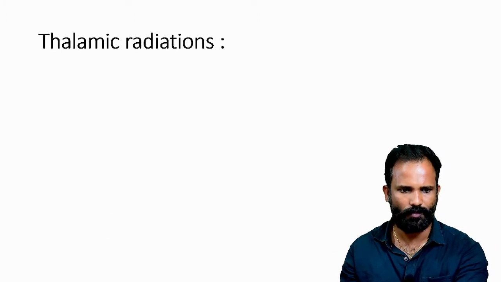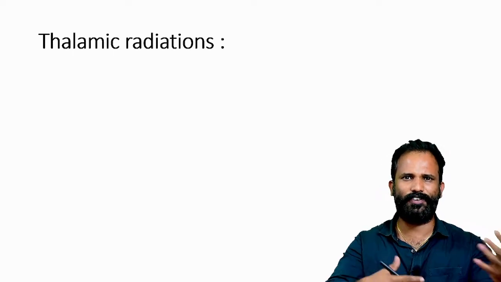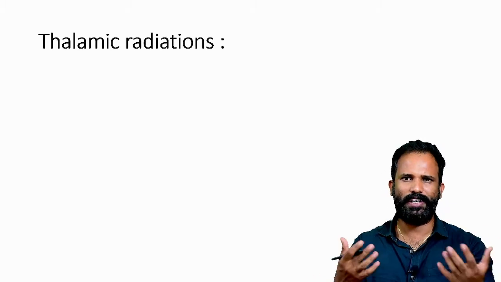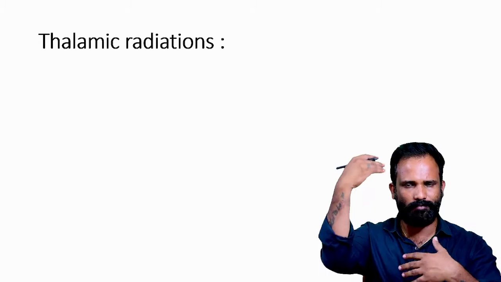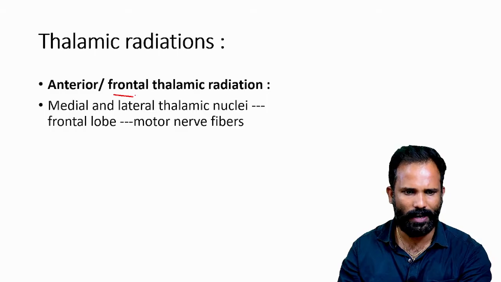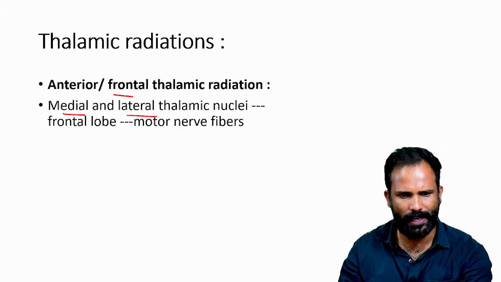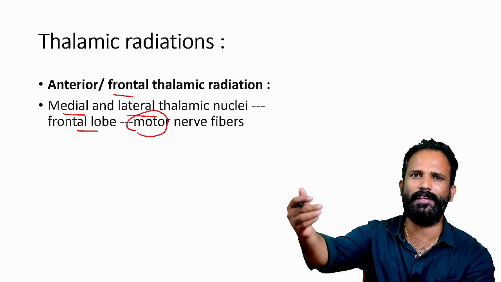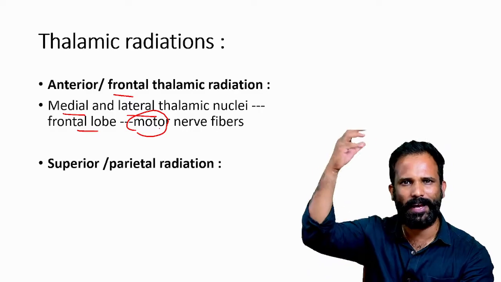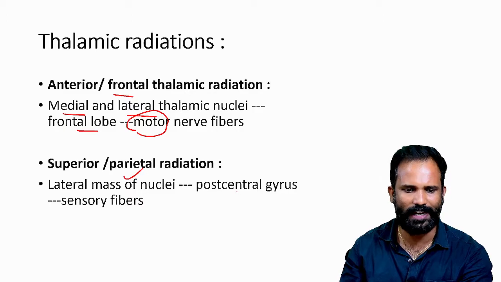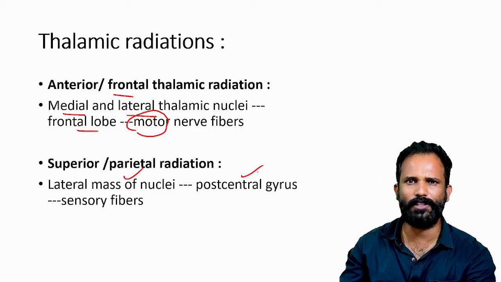Coming to the thalamic radiations, these efferent fibers which are going out are called radiations. So we have four lobes: frontal, temporal, parietal and occipital. Similarly, we have anterior radiation which is from medial and lateral thalamic nuclei, goes to the frontal lobe, and they are mainly concerned with motor. So anterior thalamic radiation is motor. Superior is parietal lobe. We know that parietal lobe is concerned with sensory. So that is with lateral mass of nuclei, goes to postcentral gyrus where sensory cortex is located, and they are sensory fibers.